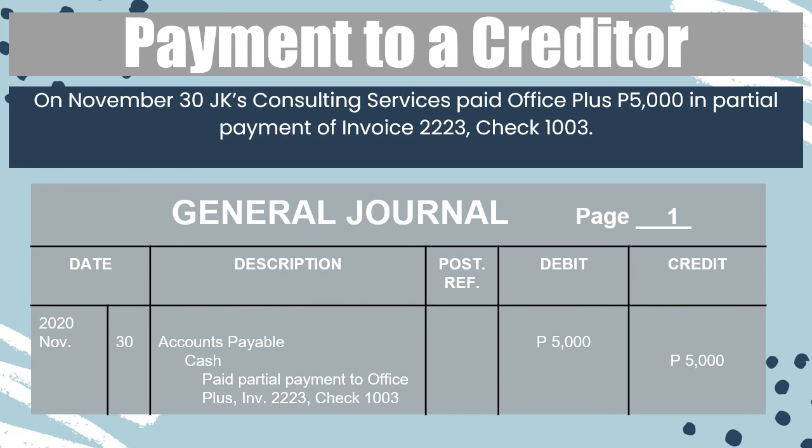Under ng credit side naman ay cash. Bakit? Kasi tayo ay magbabayad, maglalabas tayo ng pera, kaya tayo nag-issue ng cheque para mabayaran yung ating accounts payable. Pero yun ay partial payment pa lang kasi 12K talaga yung utang natin, which is mababawasan lang ng 5K yung 12K kasi partial payment pa lang siya. So, ang matitirang utang natin ay 7,000. So, ano ang simple explanation dito? Paid partial payment to office plus the invoice 2223 check 1003.